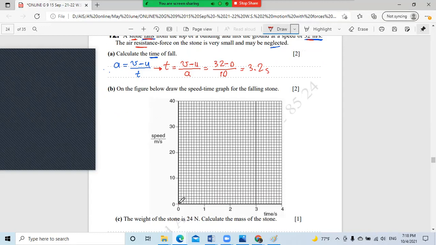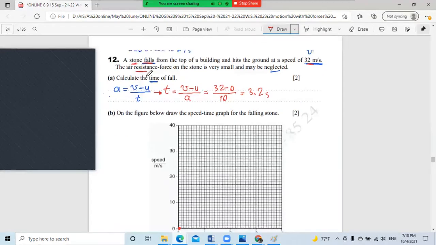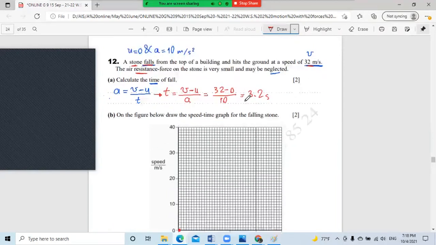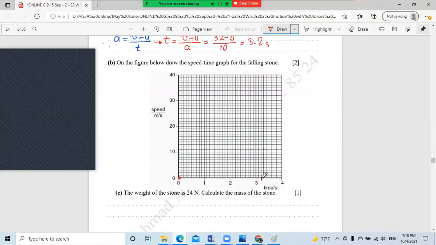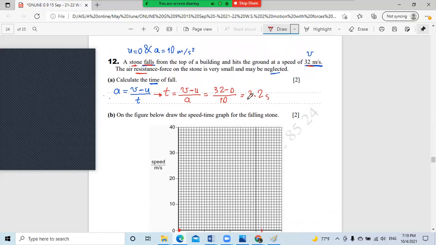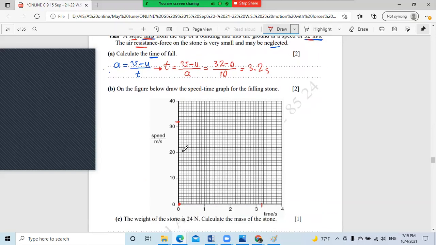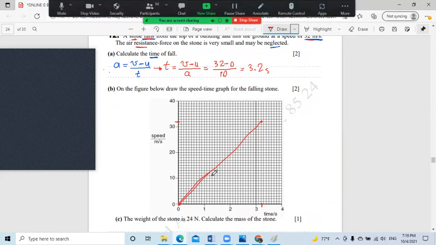On the figure below, draw the speed-time graph for a falling stone. Now, we know that it starts from 0 by understanding that it falls. And after 3.2 seconds, it reaches a speed of how much? 32. So this line goes until this point, which is 32, at the intersection after 3.2 seconds, and it will be uniform acceleration. I will draw a straight line by ruler like this. Okay, Shabab? I'll draw a straight line like this. This is uniform what?